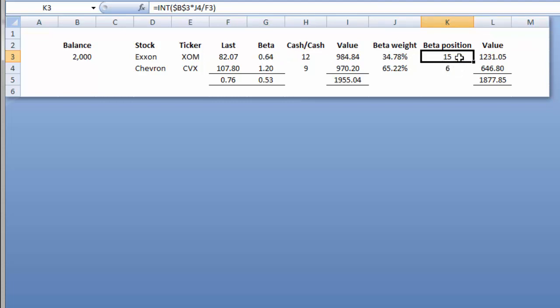You can see here there's twice as many shares purchased in Exxon as there is in Chevron, with Chevron being twice as volatile. Now, obviously, share price does have its own influence there, but that is the reason we cross-multiply the beta weights. If that was a little bit confusing, again, I will leave this worksheet available on the website for you to take a look at the formulas. Once we've got the position sizes calculated, we can then place a trade.